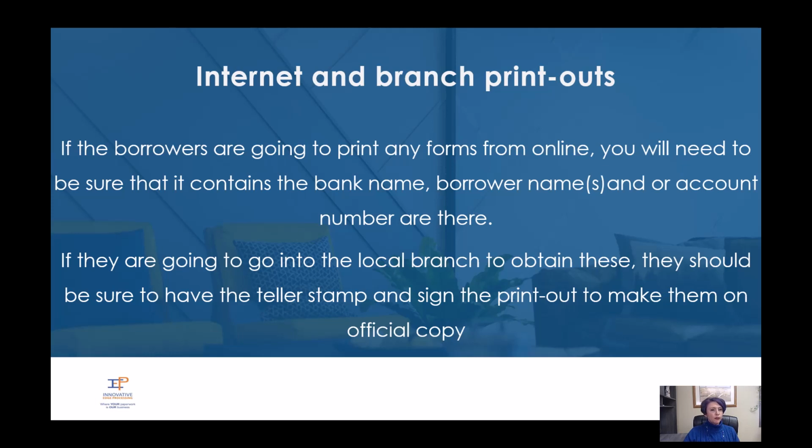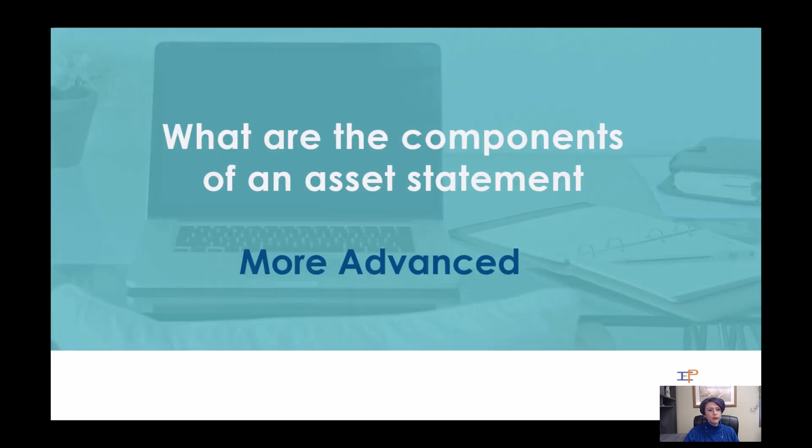On internet and branch printout statements, or interim statements, if the borrower is going to print them from online, you will need to be sure that they contain the bank name, the borrower name, and or the account number, so they can match it up to the statements on file. If they are going to go into a local branch to obtain these, please be sure to have them ask the teller to stamp and sign them to make them an official copy. So now let's get a little bit more advanced on reading asset statements.